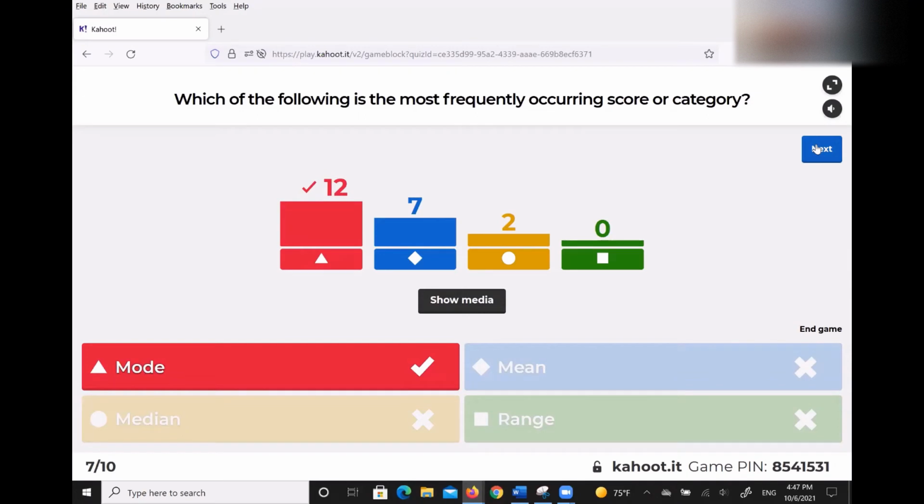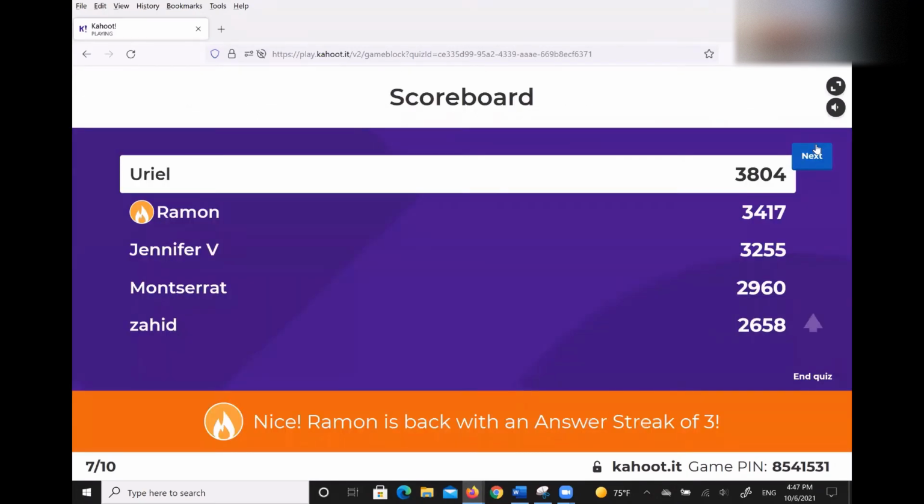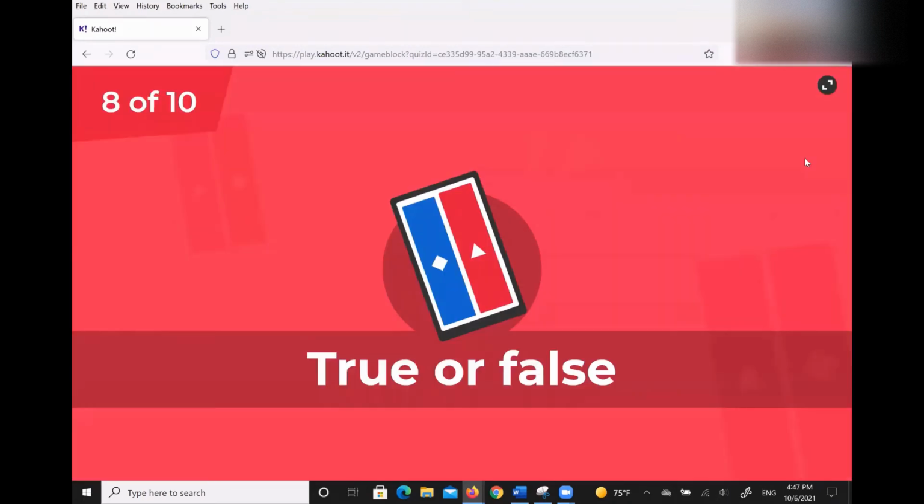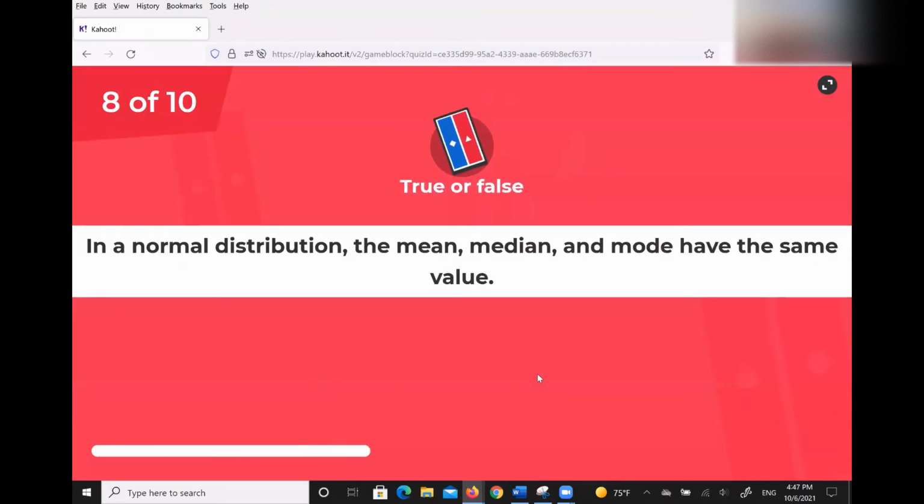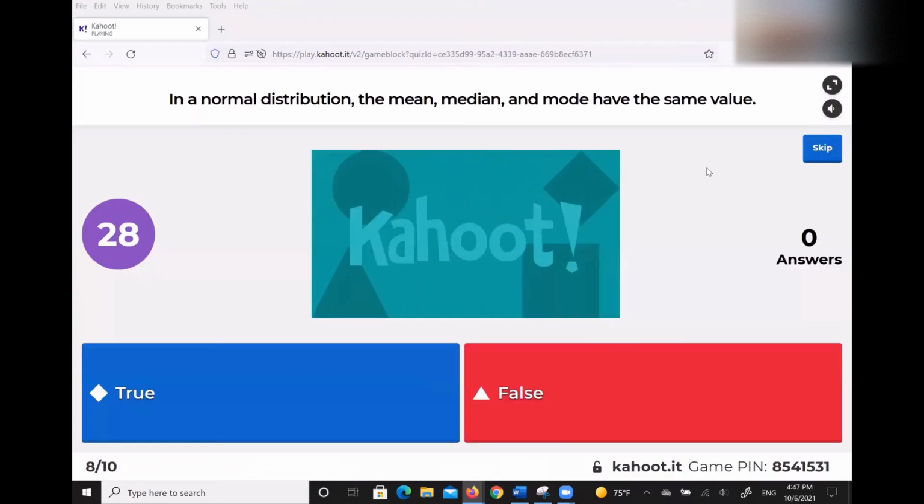Right, let's move on to see the results. All right, so now we have Kiera on the list and still the same people. Number 8. All of you should get this one right if you studied for the exam.